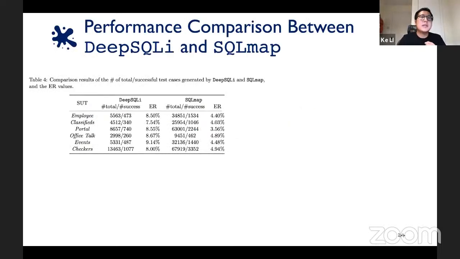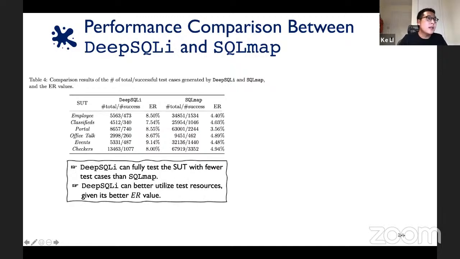So this is a comparison of the ER value, which is the ratio between the successful test cases and the total test cases. What you can see here is that the number of test cases used in deep CQD is significantly smaller than in the CQ map. But the ER, or the success rate, is higher than in the CQ map. Which means deep CQD can better utilize the test resources.